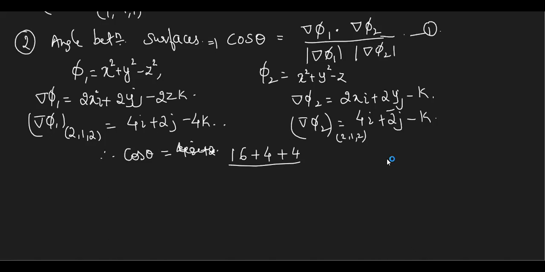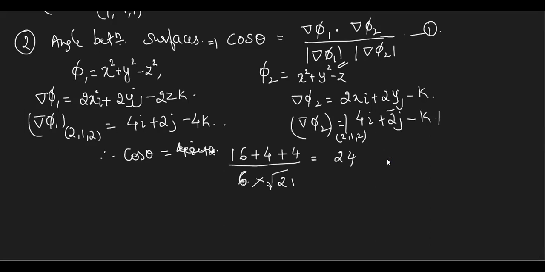Magnitude. I'm not asking this addition, I'm asking you the magnitude of del phi 1. This quantity: square root of 4 square plus 2 square plus minus 4 square. 6, root 36. Then what is the magnitude of del phi 2? Root of 4 square plus 2 square plus 1, root 21. Correct?